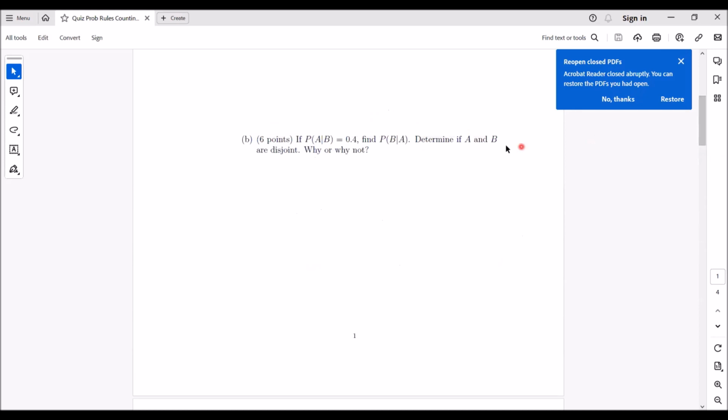Oh, there's another thing. Determine if A and B are disjoint. They're not disjoint because the probability of the intersection is not 0. It's 0.28, so it's not 0. Disjoint means the two events don't have an intersection, so the probability of the intersection would be 0.